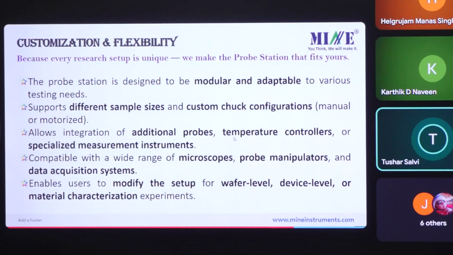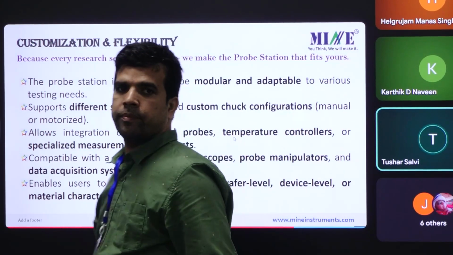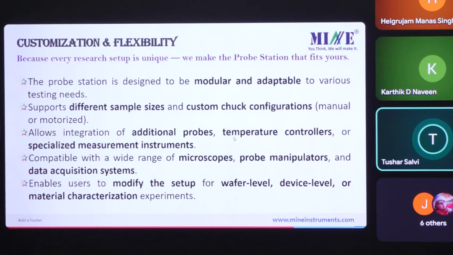Sir, the main objective of our presentation is customization and flexibility. In every unique research, we have to do some customization according to our needs to make faster innovations. If you want any kind of customization, you can ask us or LMAC, and if you want to purchase anything, you can contact LMAC, our authorized dealer for probe stations and material science equipment.